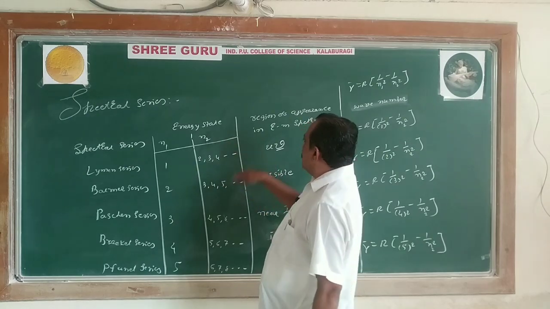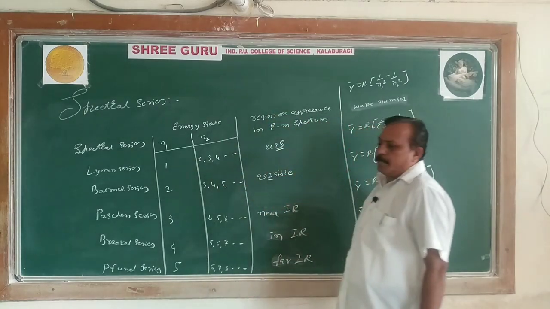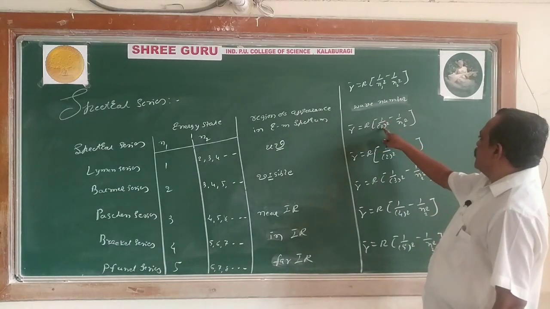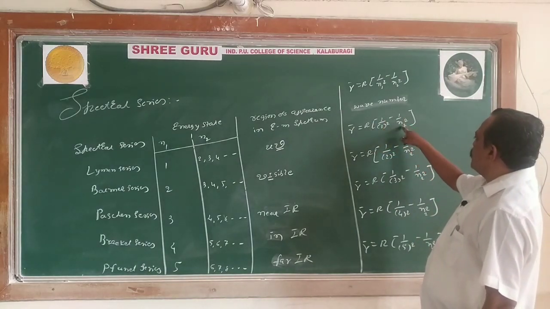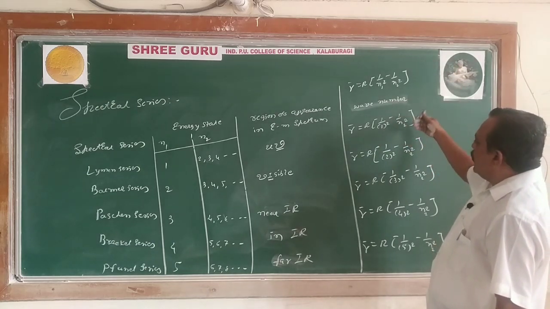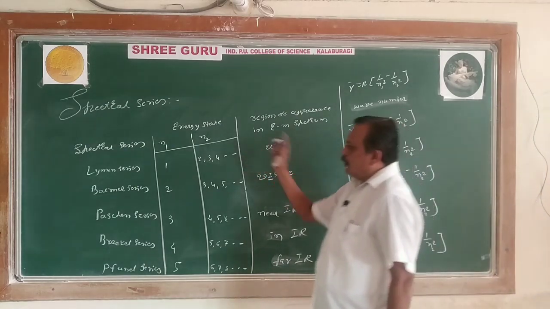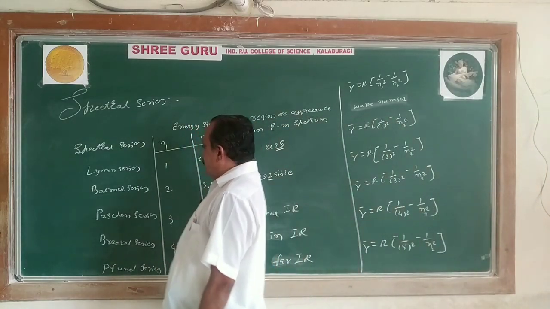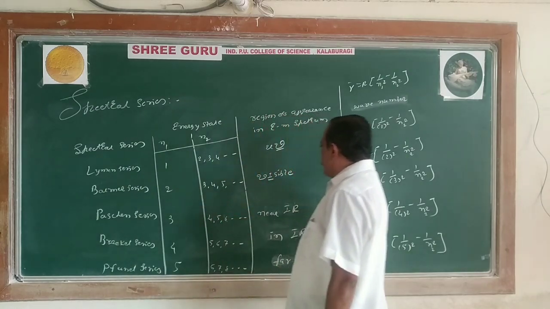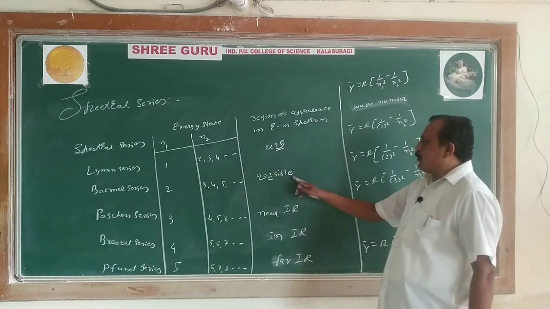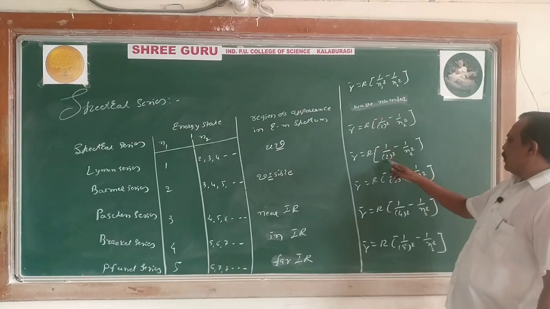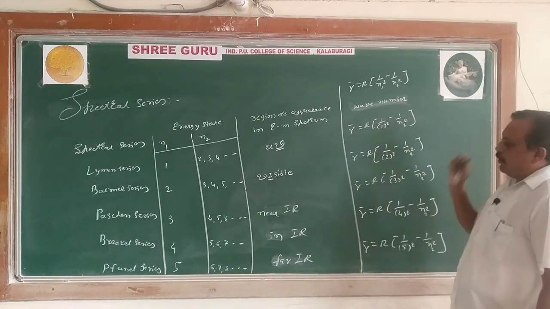The higher orbit is 2, 3, 4. It appears in the ultraviolet region of the electromagnetic spectrum, and its wave number is R into 1 by n1 square, that is 1 square, minus 1 by n2 square. If you know n2, then you decide the higher state it is coming from: 2, 3, 4. When the electron jumps from any higher orbit to the second orbit, we get the Balmer series. It appears in the visible region of the electromagnetic spectrum, and its wave number is R into bracket 1 by 2 square, that is 4, minus 1 by n2 square.